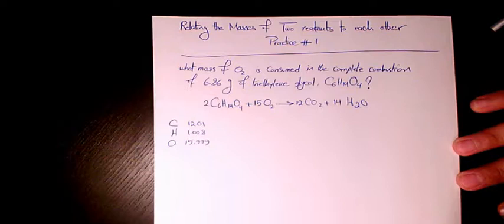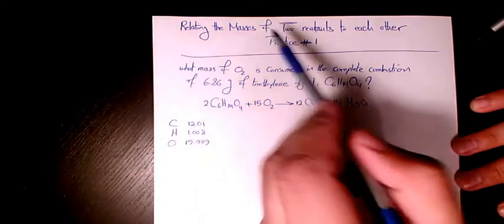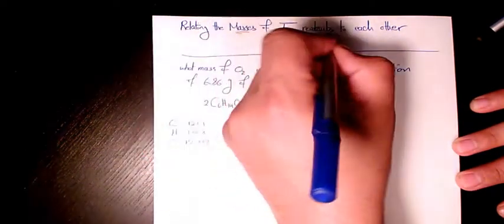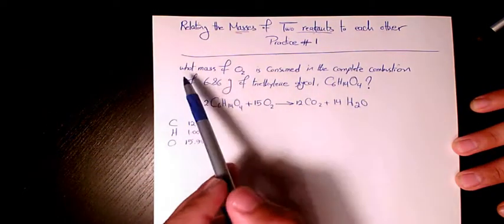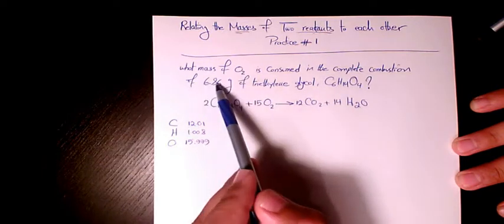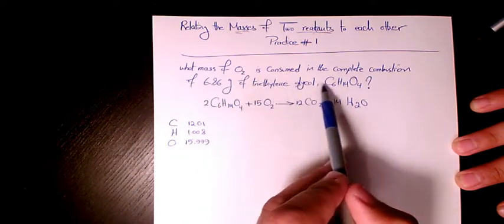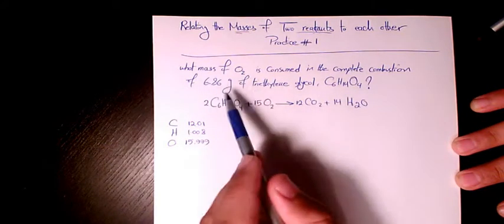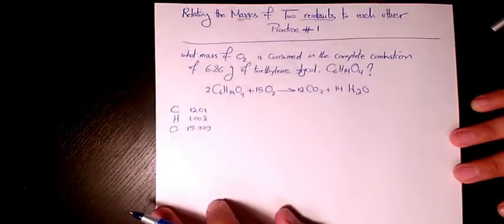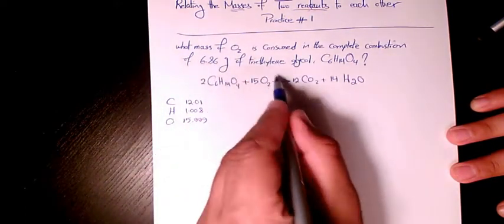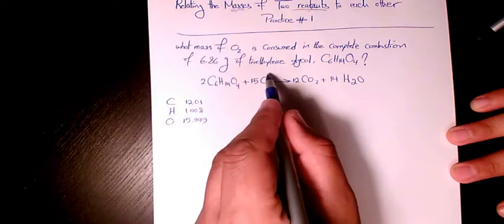This video I want to talk about stoichiometry again, but here we are relating the masses of two reactants to each other. So the question is saying: what mass of O2 is consumed in the complete combustion of 6.86 grams of triethylene glycol, C6H14O4? So we have the mass of triethylene glycol and we want to know how much oxygen is consumed.